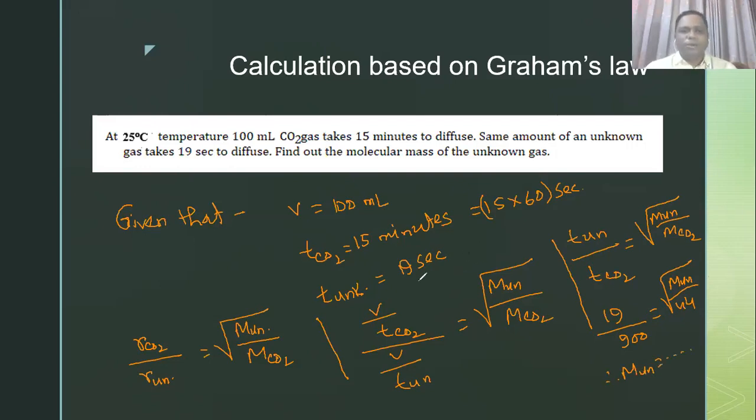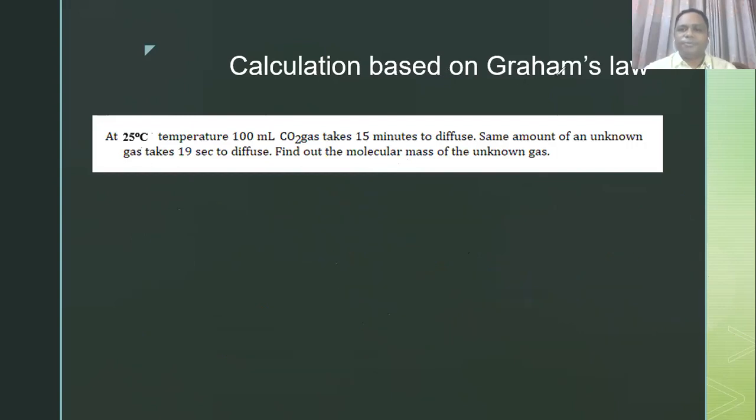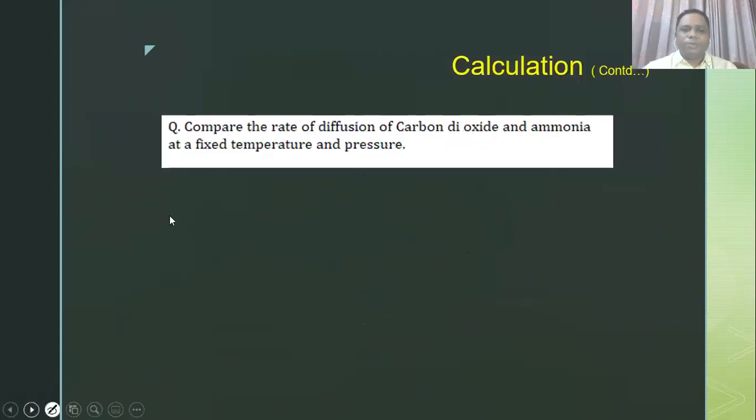So this is how we can calculate the mass of unknown gas using the concept of Graham's law. We can solve another problem using this concept.